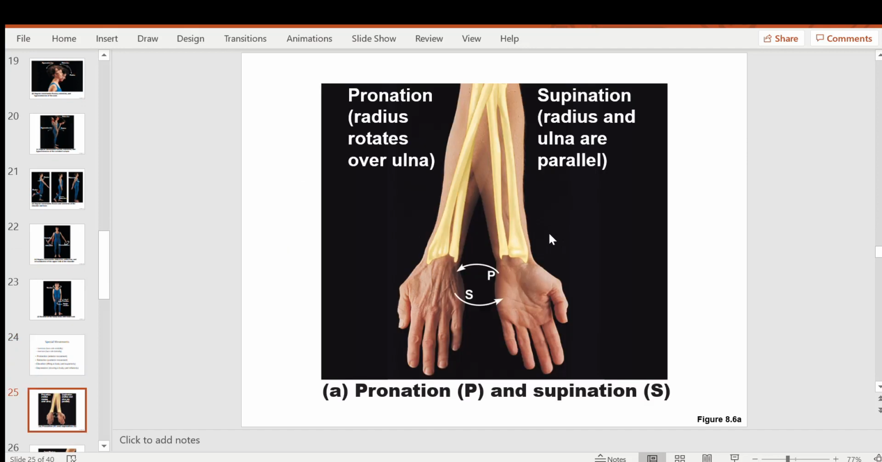Special movements, supination, pronation. Supination is the palm facing up. And if I ask you to turn your palm downwards, that movement is called pronation. So again, if I ask you to move your palm upwards, that is supination. Okay, in pronation, you see the radius crosses over the ulna, so this is radius, this is ulna. In supine position, they are side by side, parallel, they are not crossing each other. But if I ask you to do pronation, then what happens, the radius crosses the ulna.